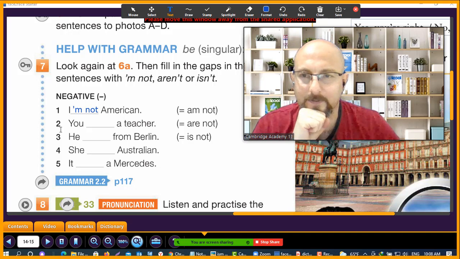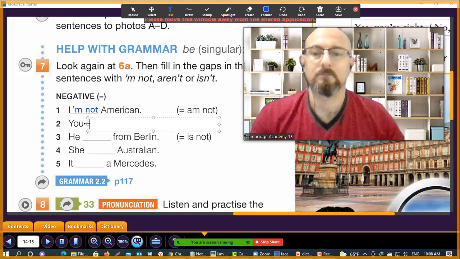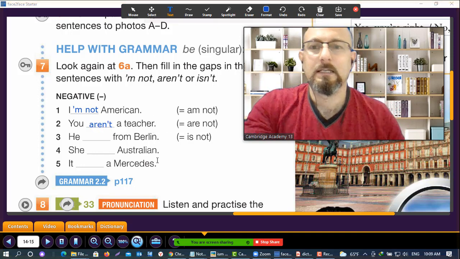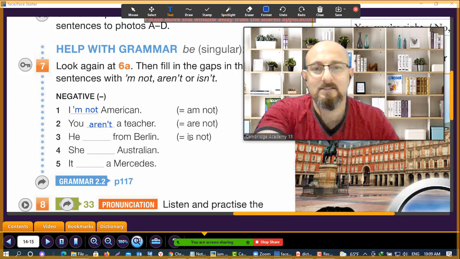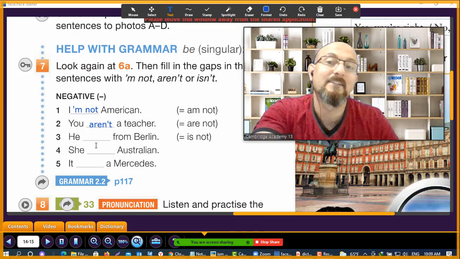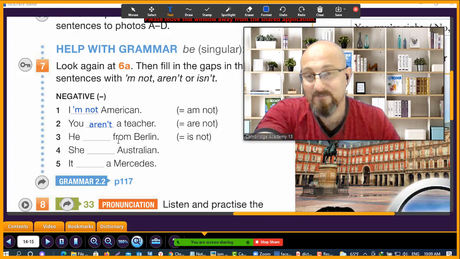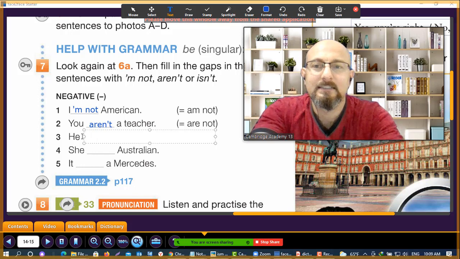Okay, guys, let's check together. Ibrahim, number two. You aren't a teacher. Very good. Aren't. Next: he are from Bern. He are or is? No. Here, he, she, it: we use is. Look here, we have is not. So he is from Bern.